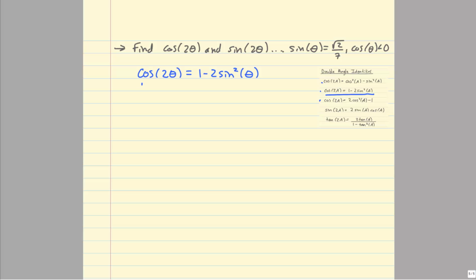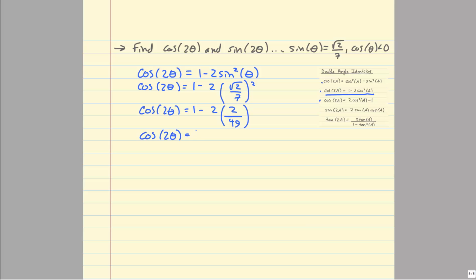Now the cosine of 2 theta is what I'm actually trying to solve for. Sine I'm given is root 2 over 7. So go ahead and simplify, and that's squared. 1 minus 2, root 2 squared is 2. 7 squared is 49. So 1 minus 2 times 2 is 4 over 49. So this is 49 over 49 minus 4 over 49 is 45 over 49. So the cosine of 2 theta is 45 over 49 here.